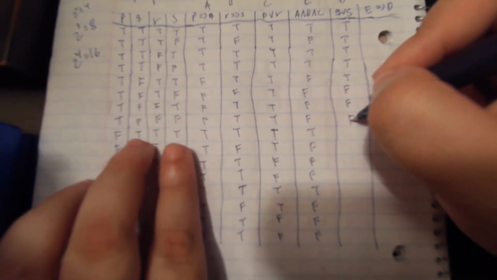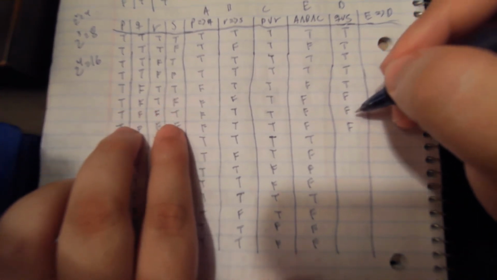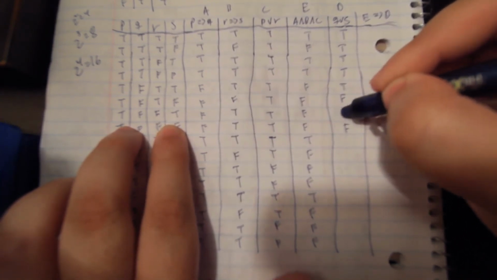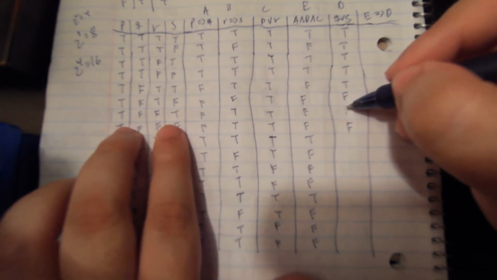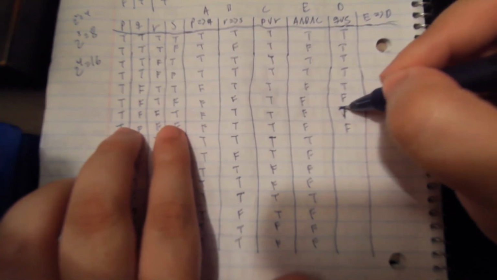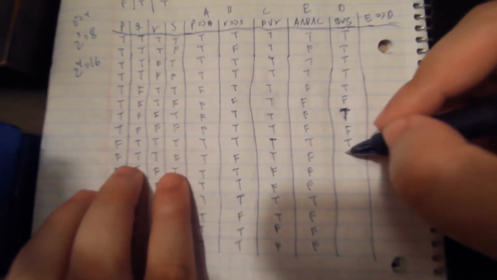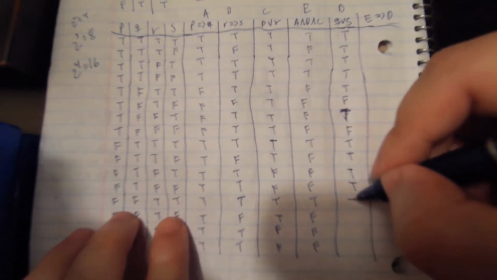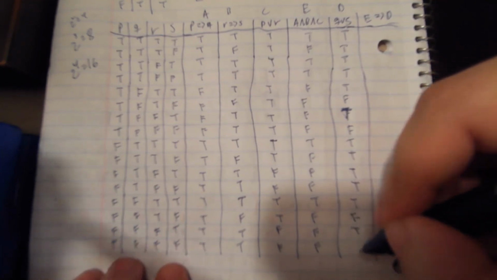Wait, am I doing this right? Yeah, no, I messed up already. So I saw true. This one's false. This one's true. See, this is why math is a pain, because one little mistake and you're going to end up looking like you don't know nothing. False. True. False. True.